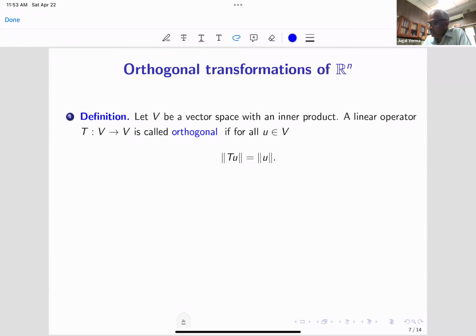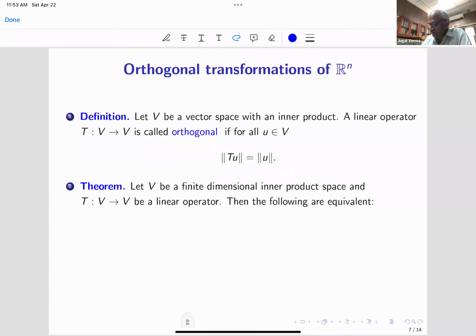Let V be a vector space with inner product. So V could be a real vector space or a complex vector space. A linear operator T from V to V is called orthogonal if it is preserving the length of vectors. Length of TU should be length of U. I started by saying that orthogonal matrices arise if we put the condition that they should preserve the inner product. But this condition that they preserve length is equivalent to the condition that the inner product is also preserved. So one can characterize orthogonal transformations in many different ways.